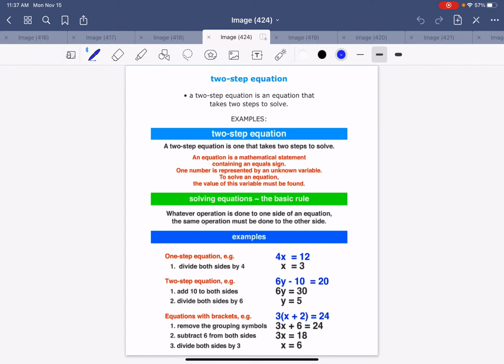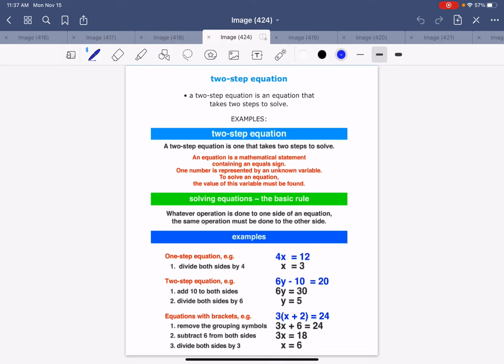Okay, so I want to talk about some steps to solving two-step equations. So first of all, a two-step equation is an equation that takes 2 steps to solve. So for example, an equation is a mathematical statement containing an equal sign. One number is represented by an unknown variable. To solve an equation, the value of this variable must be found. So we're always looking to get whatever the variable is isolated. It wants to be by itself. So we need to go ahead and solve it for that.